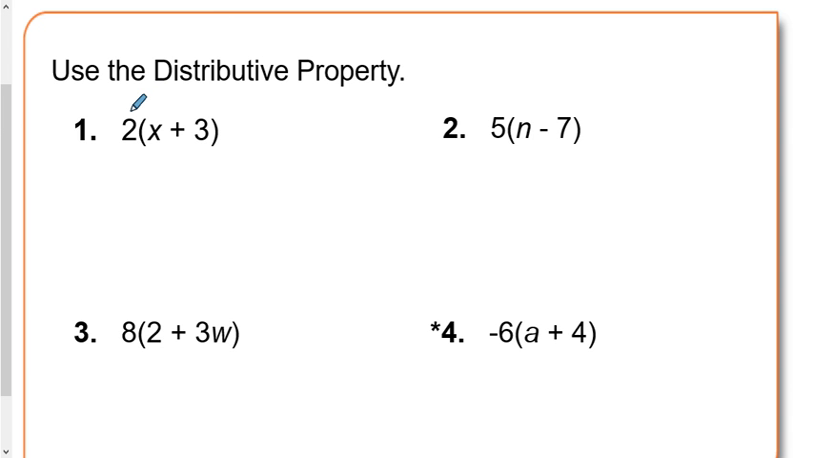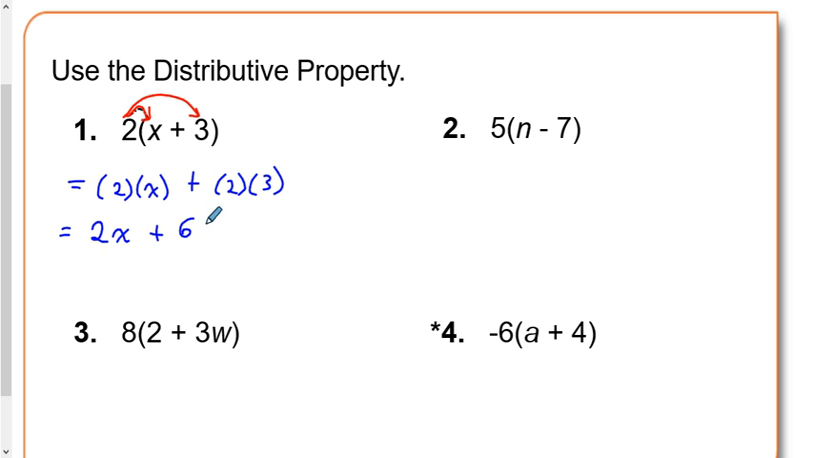Let's try out our first one. There. 2 times x. And then 2 times 3. Let's write that out fully. Well, 2 times x is just 2x. 2 times 3 is 6. Awesome, we multiply through the brackets. Let's try the next one.